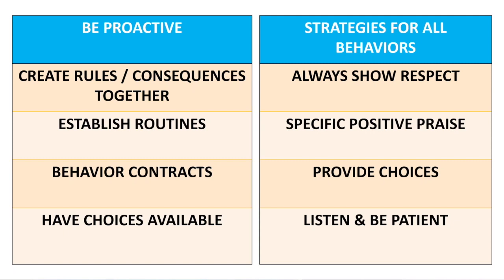And then some strategies that you may have noticed that I mentioned for all of the different types of behaviors are to always show respect. Remember to always talk kindly to other people and to remember that respect works both ways. So if you're not being respectful to a child or to another adult, they may not be respectful to you in return. Specific positive praise. I can't stress this enough. You can even use this at home with your children. When you say great job or thank you, say for what?